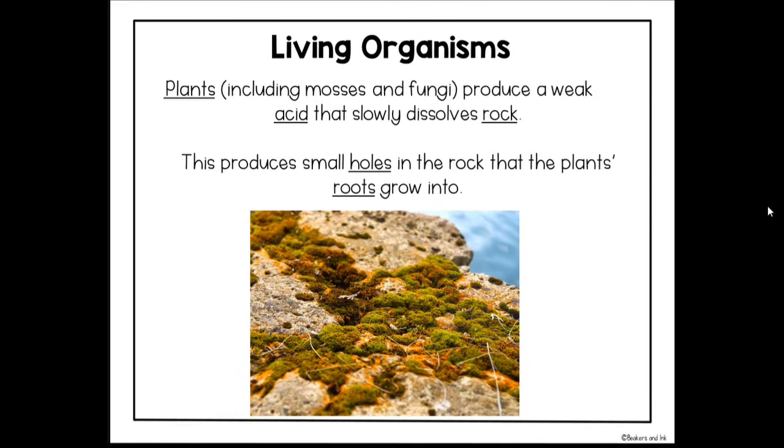Living organisms also can contribute to chemical weathering. Plants, especially mosses and fungi, produce a weak acid, and that weak acid slowly dissolves the rocks. If you're ever out in nature and you take a close look at some rocks with moss on them, you'll notice that the rock underneath and next to it is kind of weathered. It might be a little pitted, with some dips or divots. So these living organisms that produce this acid end up producing a small hole in the rock, and plants' roots can grow into that, and that can weather the rock.